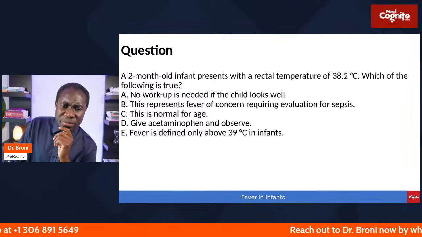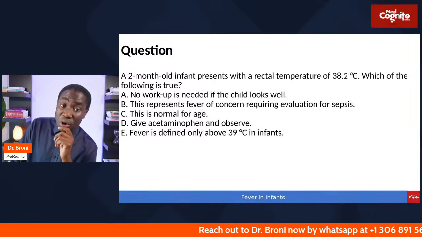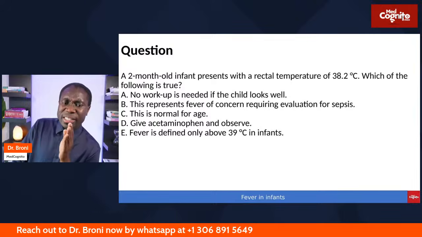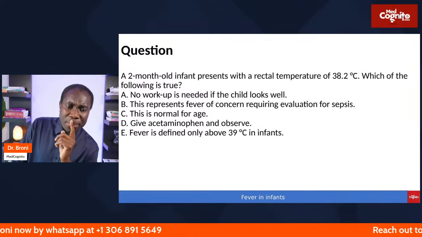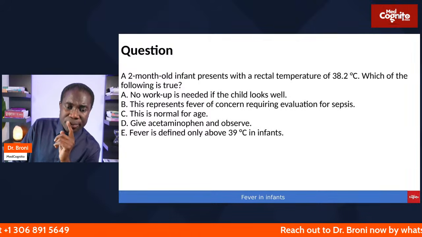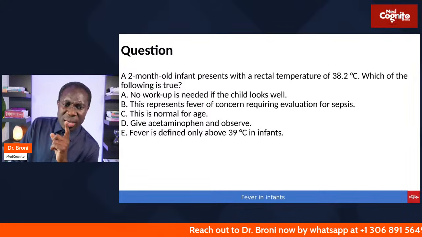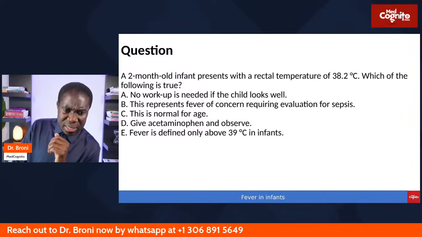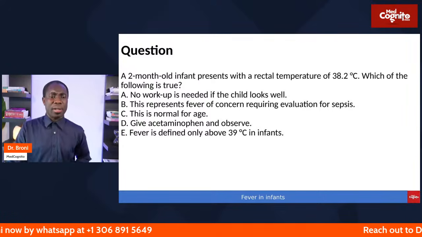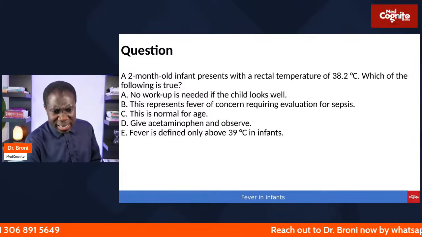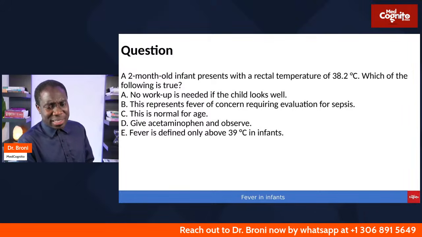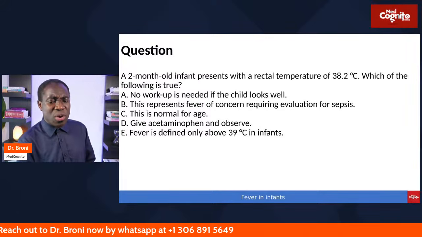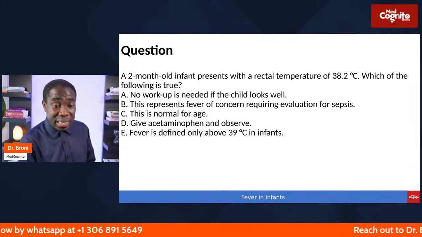You have a 2-month-old infant who presents with a rectal temperature of 38.2 degrees Celsius. Which of the following is true? A, no workup is needed if the child looks well. B, this represents fever of concern requiring evaluation for sepsis. C, this is normal for age. D, give acetaminophen and observe. And E, fever is defined only above 39 degrees Celsius in infants.